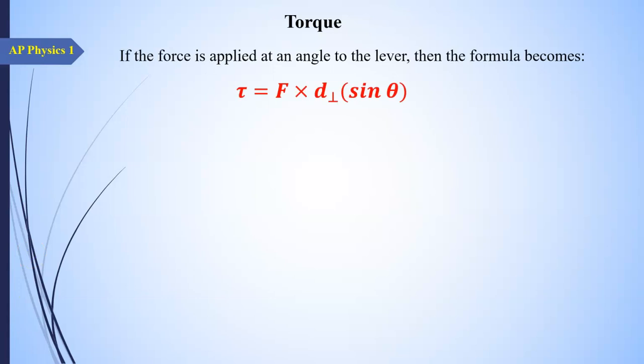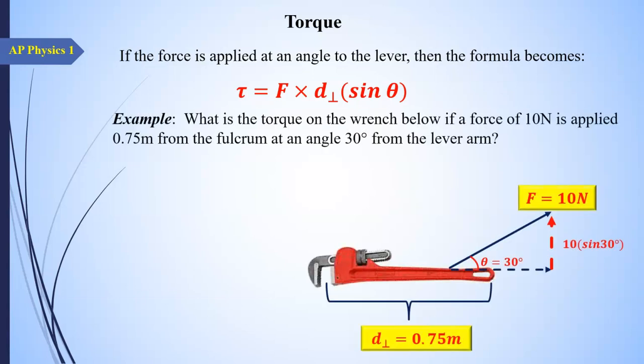The force is applied at an angle to the lever, then the formula becomes force times distance times sine theta. So you have to apply some trigonometry when you have an angle, just like with any forces we've dealt with in the past. So for example, what is the torque on the wrench below if a force of 10 newtons is applied 0.75 meters from the fulcrum at an angle of 30 degrees?